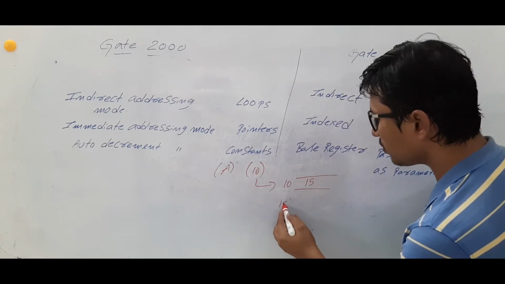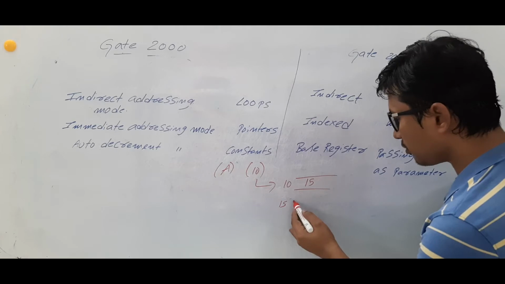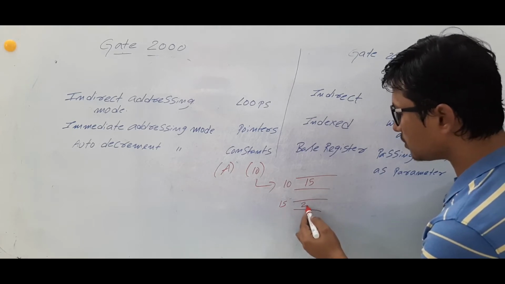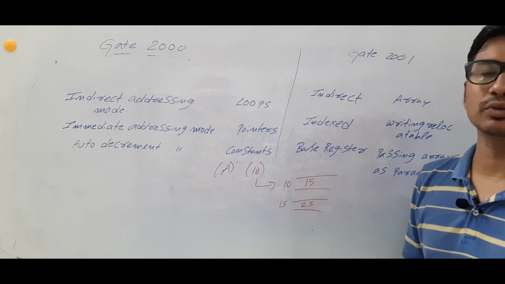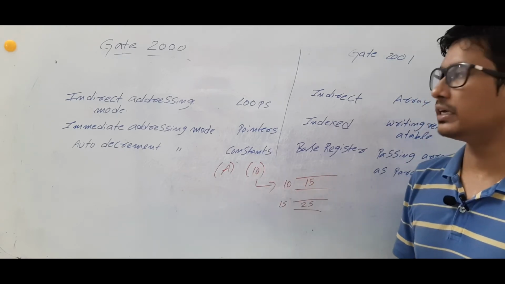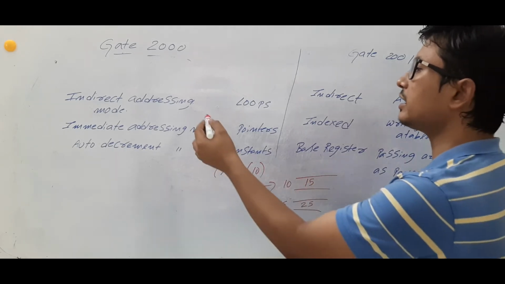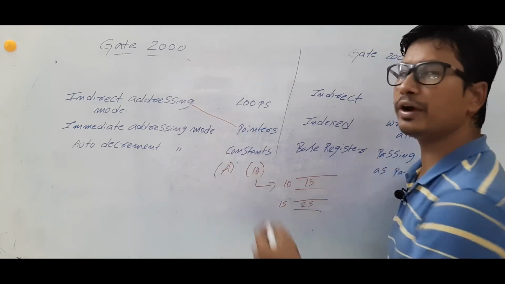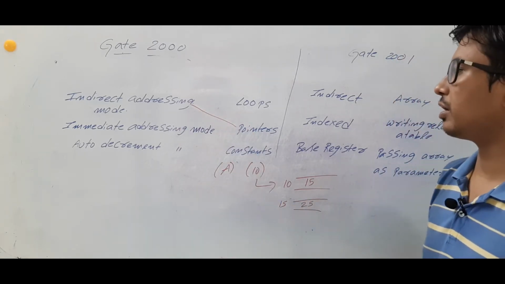So you will go to the 15th location of the main memory and whatever the value is there, let's take that here it is having the value 25, that value you will fetch and you will execute the instruction. So indirect addressing mode is similar to the pointer concept in the C programming language.